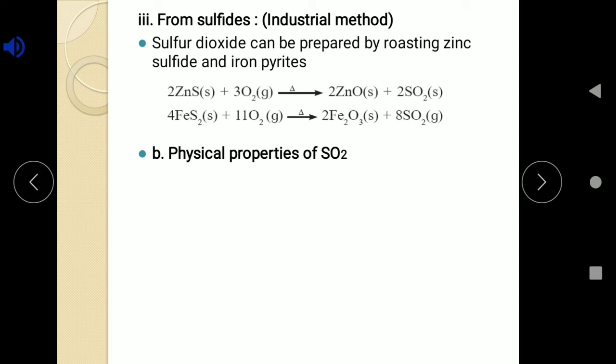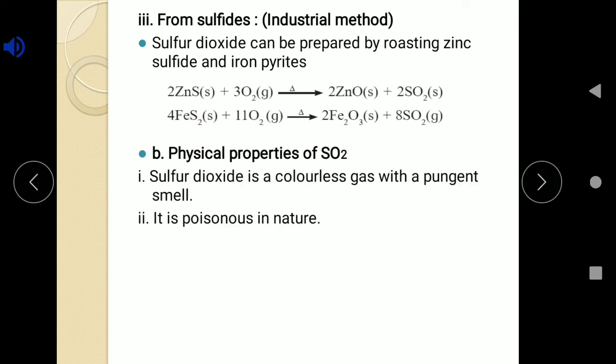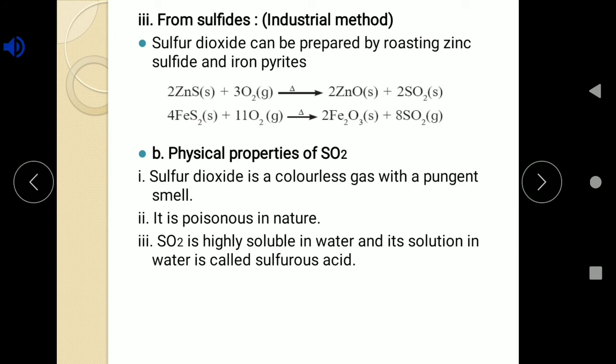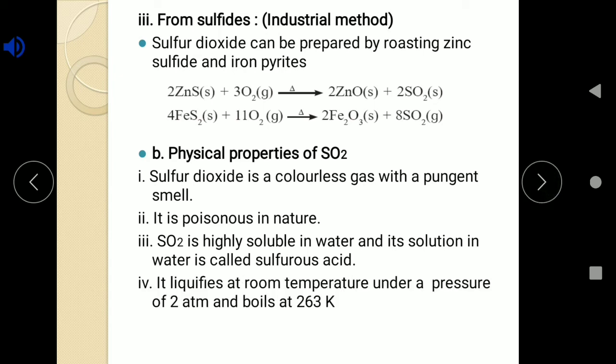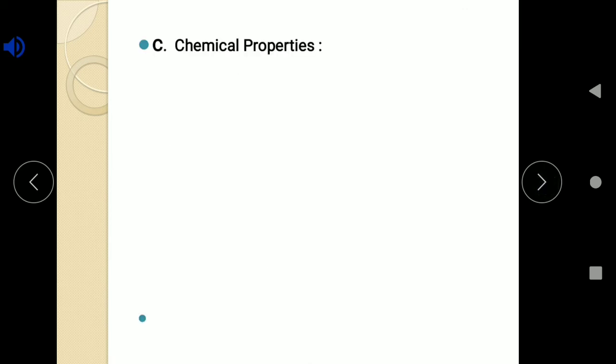Now we'll see the physical properties of sulfur dioxide. Sulfur dioxide is a colorless gas with a strong smell called pungent smell. It is poisonous in nature. It is highly soluble in water. When dissolved in water, it gives sulfurous acid, H2SO3. It liquefies at room temperature under a pressure of 2 atmospheres, and that liquid has a boiling point of about 263 Kelvin.